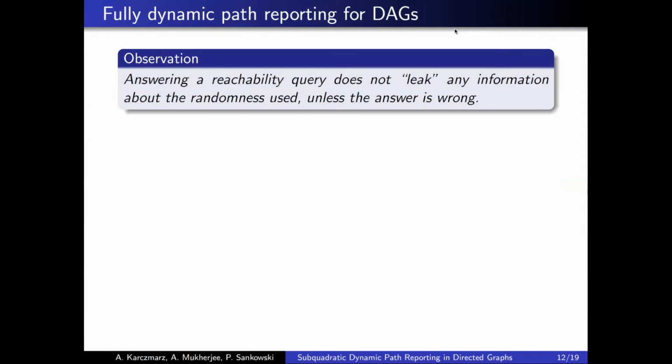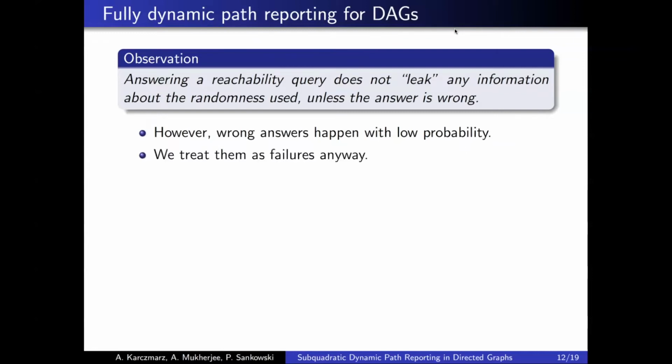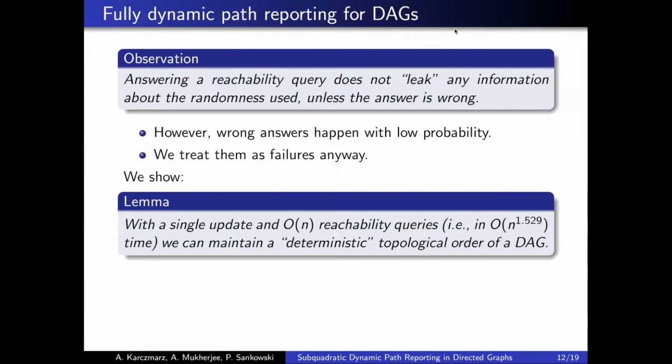One simple observation that we rely on is that answering a reachability query does not give away any information about the randomness used unless the answer is wrong. However, wrong answers happen only with very low probability, and we consider them as failures anyway. So we show that with a single update and order n reachability queries, we can maintain a deterministic topological order of a DAG. By that, we mean that with high probability, the topological order depends only on the graph itself. Moreover, we believe that this observation might be of independent interest.